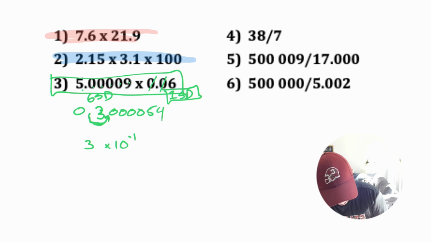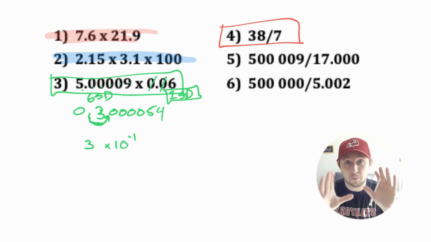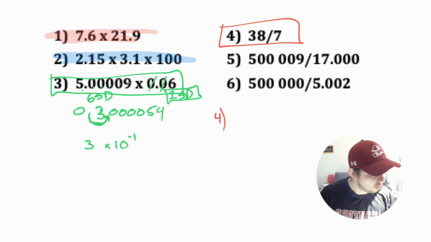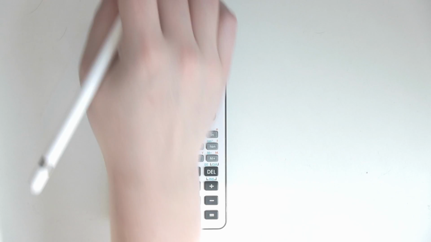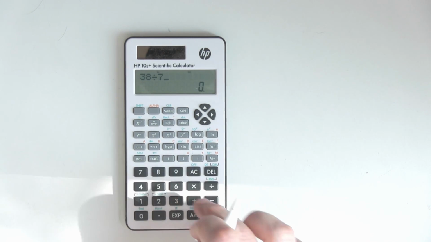We've got up here number 4. We've got 38 divided by 7. Ready? Pausing video now, give it a try. All right, so we're gonna do this one here. We're gonna do it on our calculator. So here's our calculator. We're going 38 divided by 7.